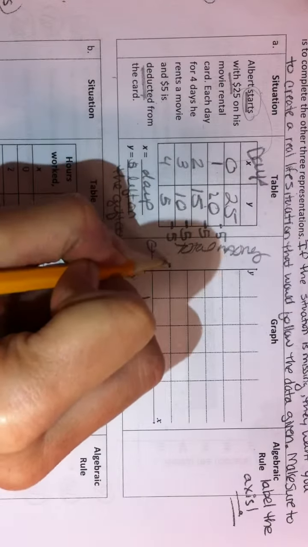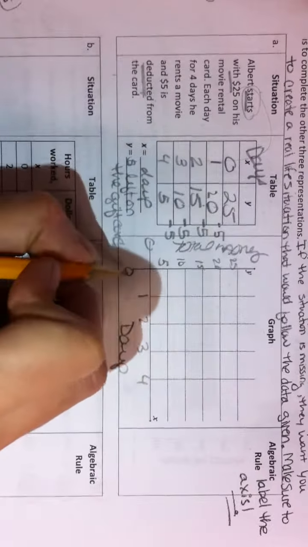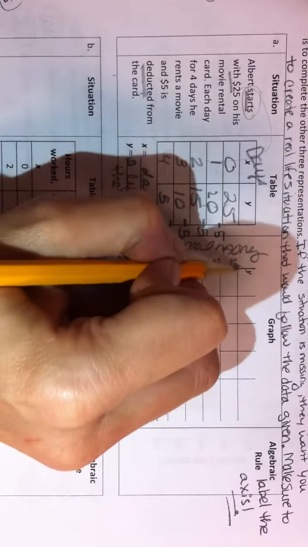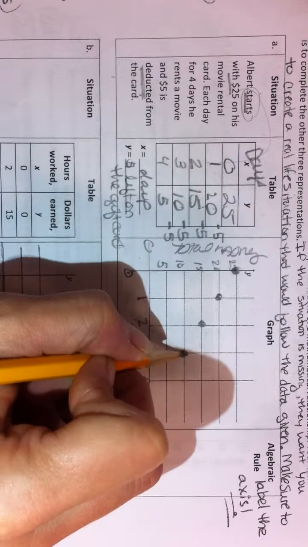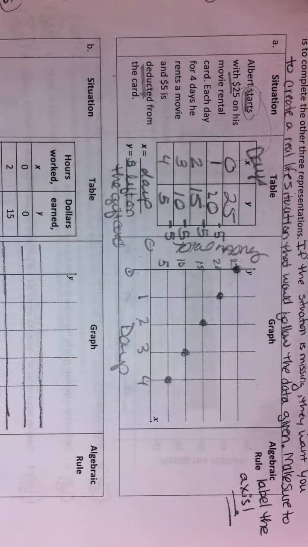Day 1, day 2, day 3, day 4. We can go by 5s. 5, 10, 15, 20, 25. So at 0 days, he was at $25. At 1 day, he was at $20. At 2 days, he was at 15. At 3 days, he was at 10. At 4 days, he was at 5.